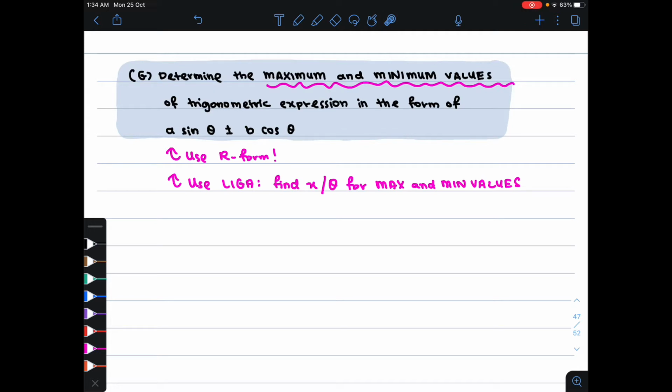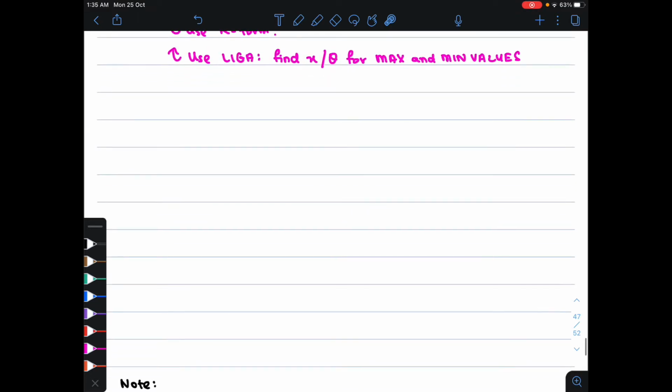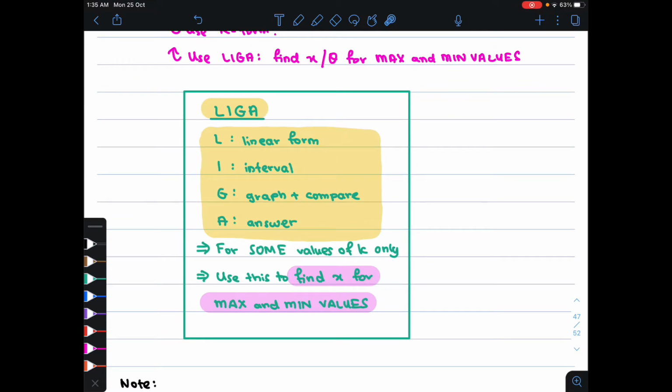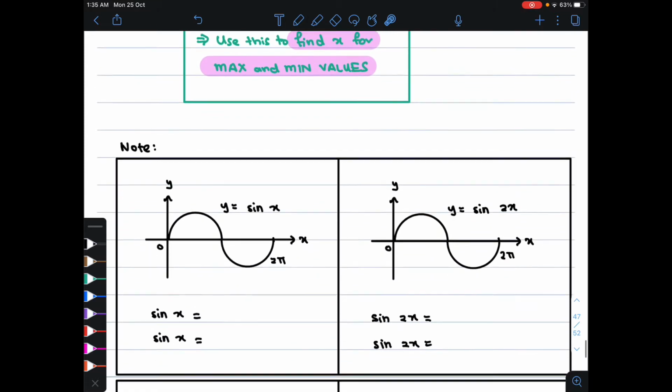So in this case, you can use LIGA or even LARKA if you want. So let's recall the meaning of LIGA. L is linear form, I is interval, G is to draw your graph and then you compare, A is answer. So LIGA is mainly used to find the values of x for maximum and minimum values. So let's look at some notes.